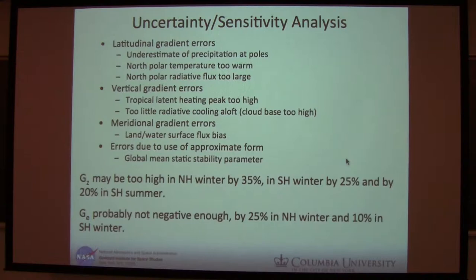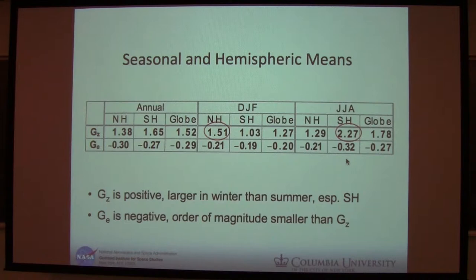By 20-25%. So keeping those in mind, here are our seasonal and hemispheric means, and we'll talk about what each of these means later. We see that GZ is positive, as expected, because it's the basic input of energy to the circulation. But the global annual mean is 1.52. It's larger in the winter than the summer. You can see winter and summer, particularly in the southern hemisphere. We'll talk about why that is. GE is negative, an order of magnitude smaller than GZ, and we'll see later that that's due to cancellation of terms of opposite sign.